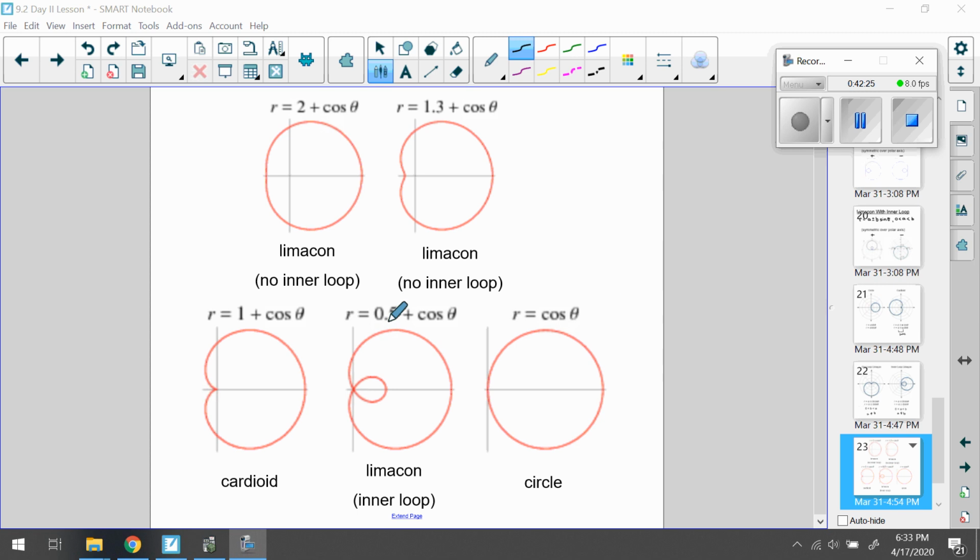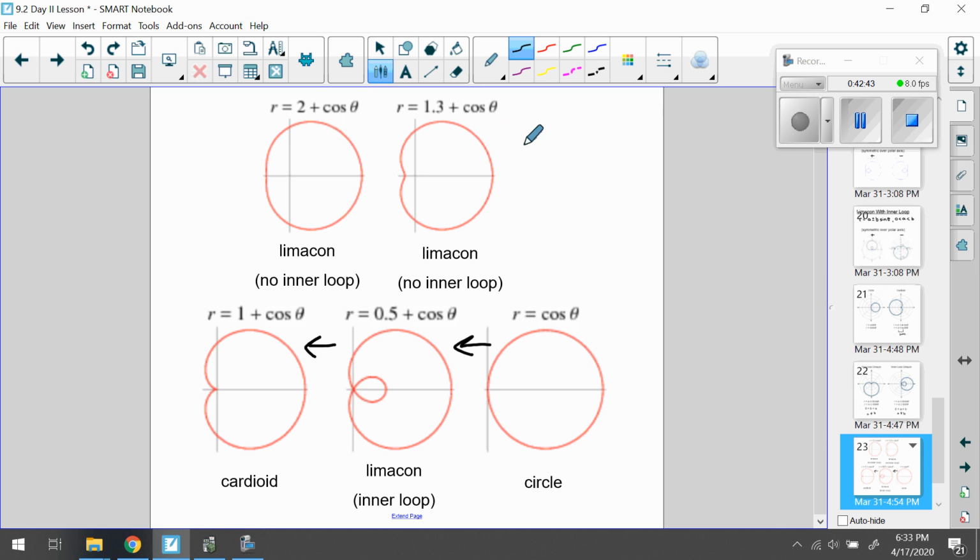If we add a number that's less than this coefficient, that gives you the inner loop. And then once it becomes the same, that gives us our cardioid. So you can see the progression as we're going this way. And then as it becomes larger, we have a limacon without an inner loop.